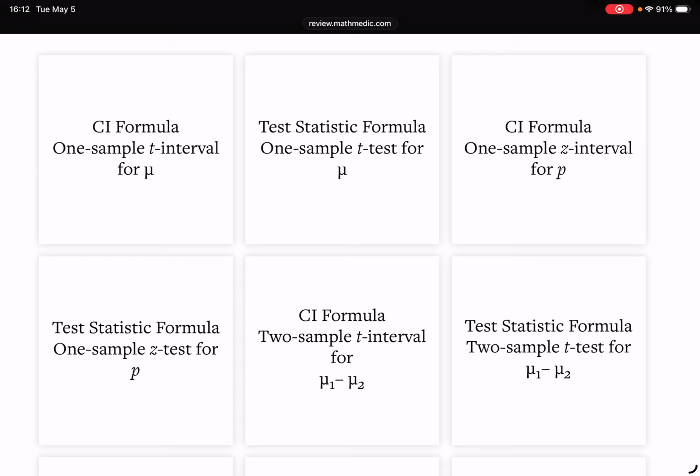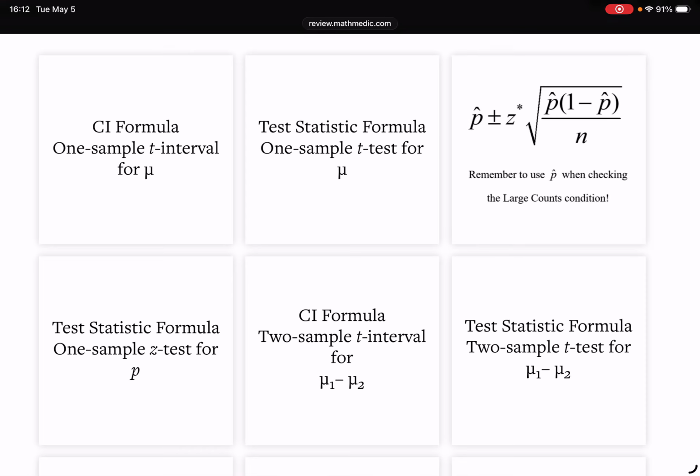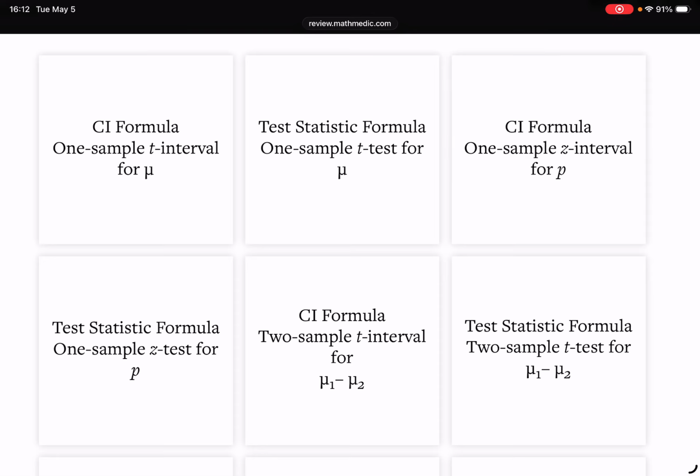Confidence interval formula for a one sample z interval for p. So this is the z interval for proportions. Here's the formula. Remember, when you are checking the large counts condition for normality in the conditions, make sure you use p hat and not p. In order to find this on Desmos, again, you go to add inference, and then you're looking at z-test for proportions.